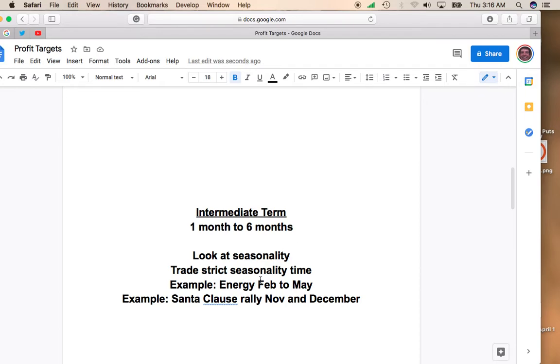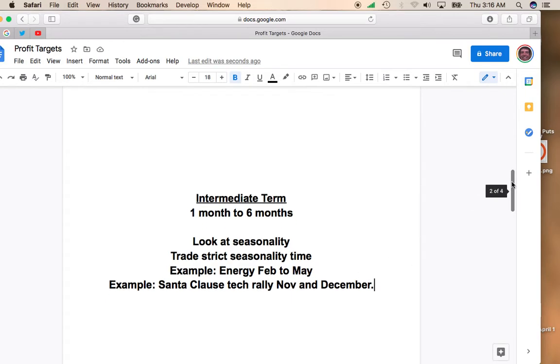So, for example, I have some trades in for energy, including oil and some energy stocks. The seasonally strong time for energy is the months of February, March, April, and May. So I got in at the first trading day of February, and I'm going to get out at the last trading day of May. Another example is the Santa Claus Tech Rally. The Santa Claus Tech Rally usually starts in the first trading day of November and ends at the last trading day of December. So that's another seasonality play. I just enter the NASDAQ in November, then exit at the end of the year.